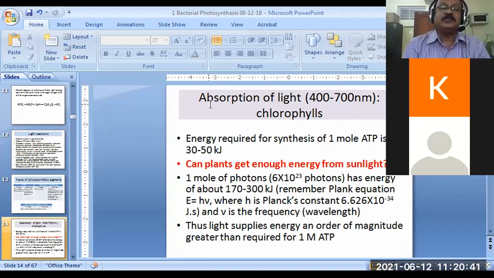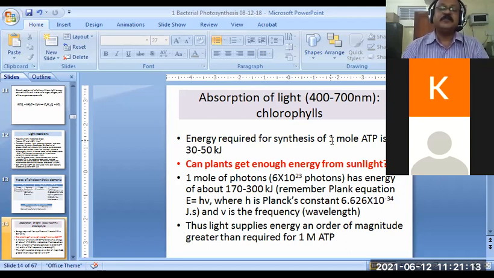The answer to this question I will give you later, when we study respiration. Why is there a range of 30 to 50? Why not 30 kilojoule, or 50, or 40, or 45 kilojoule? I'll give that answer later. For the time being, just remember that in order to synthesize 1 mole of ATP, a plant requires about 30 to 50 kilojoule of energy.